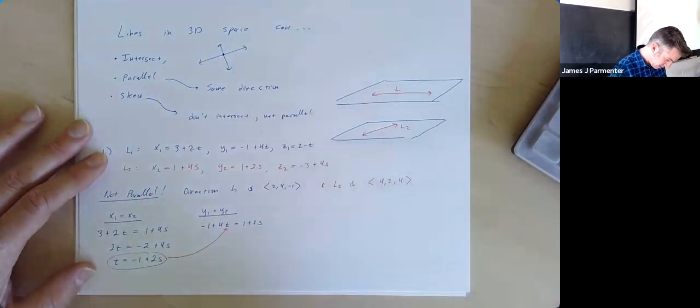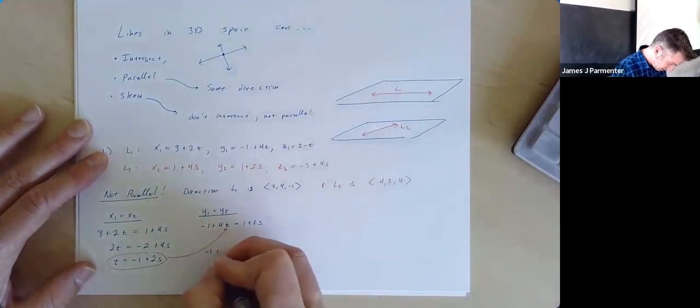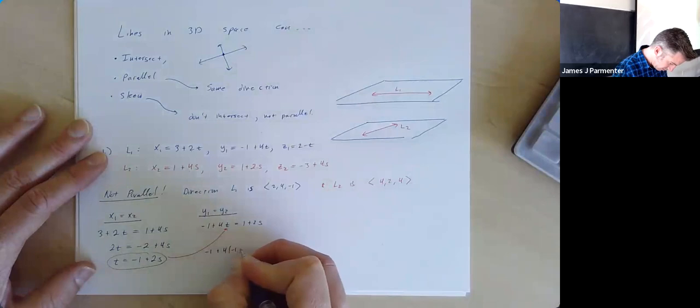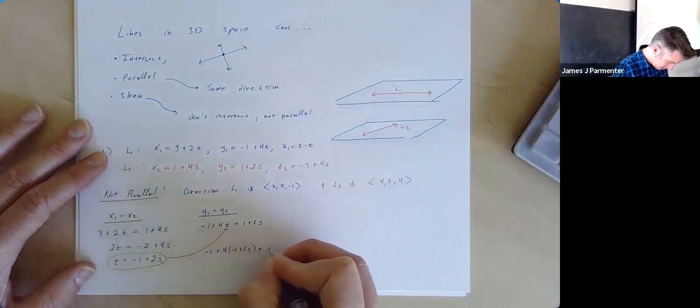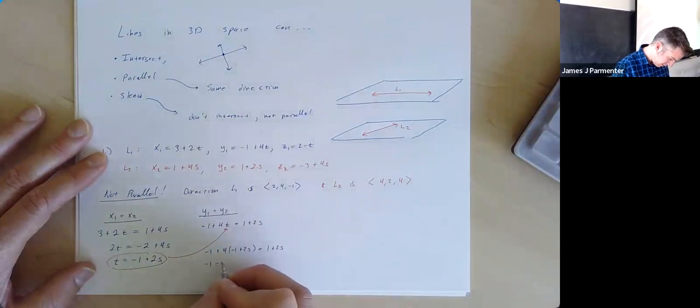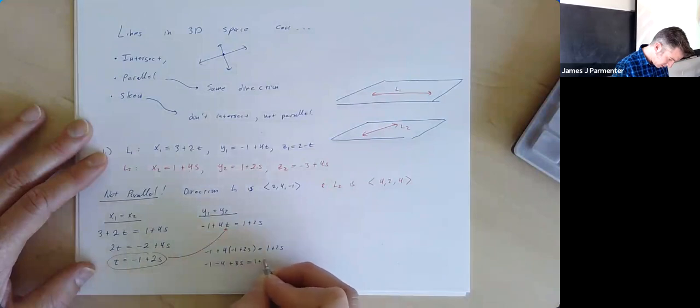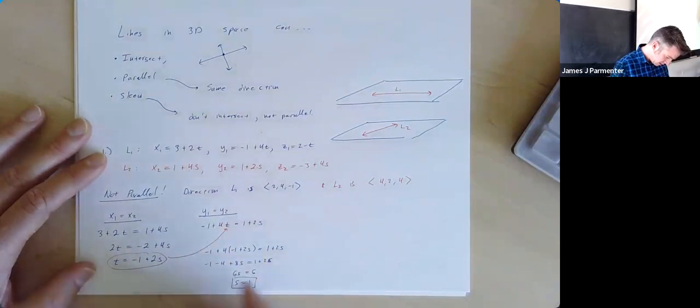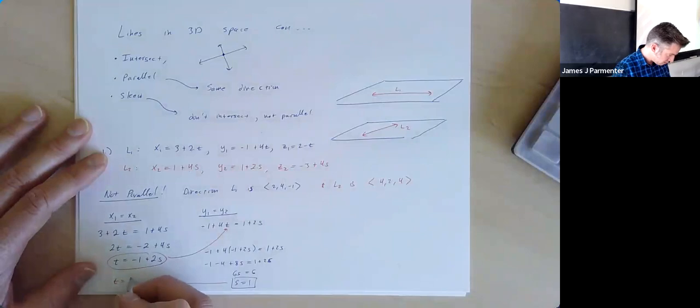And we're going to get -1 plus 4 times (-1 plus 2s) equal to 1 plus 2s. Solving this out, -1 minus 4 plus 8s equals 1 plus 2s. So 6s equals 6. So s equals 1, which means then t equals -1 plus 2, which is also 1. How boring.